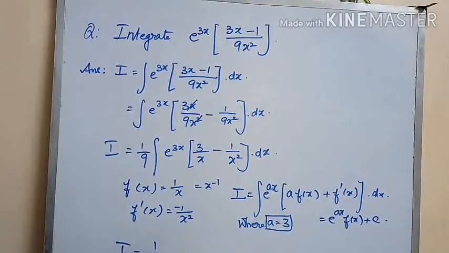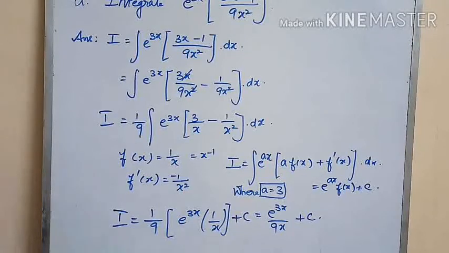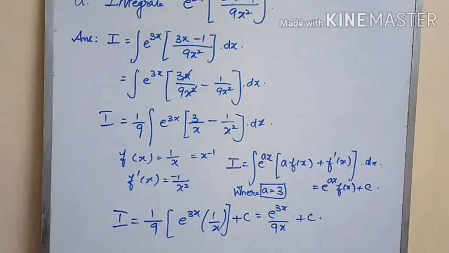We get the value of I as 1 by 9 into e to the power of 3x into 1 by x plus c, which can be written as e to the power of 3x by 9x plus c. This is the final answer.